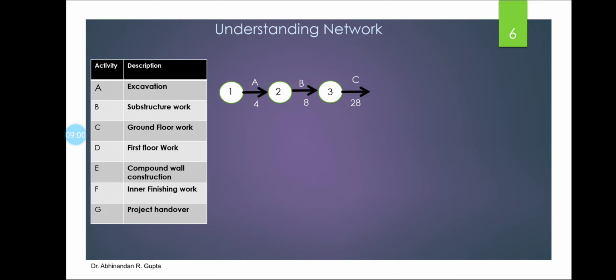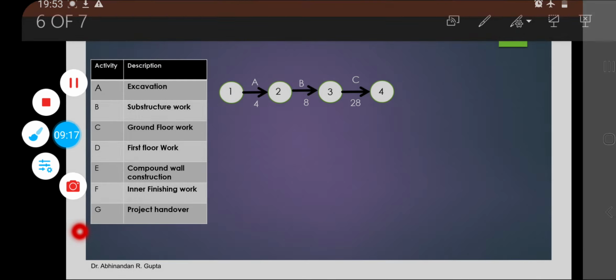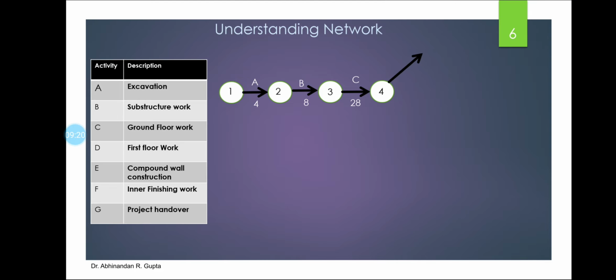Now once you have completed the work of ground floor, then you can move ahead for the next activity, that is activity D. So once you have completed your ground floor work, you will start your first floor work.